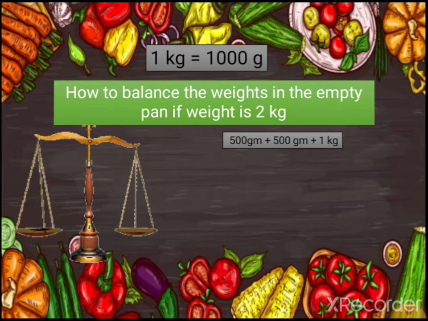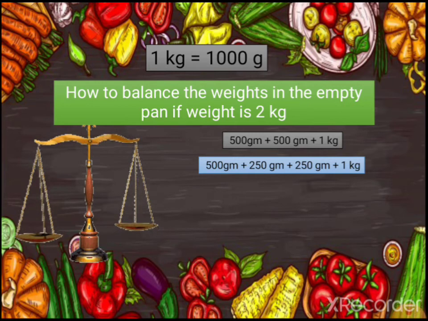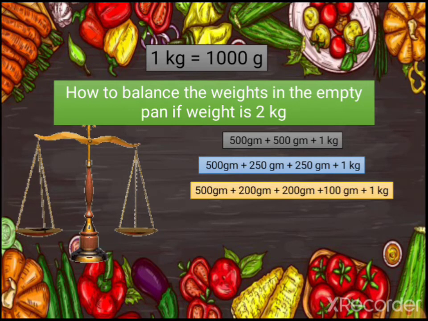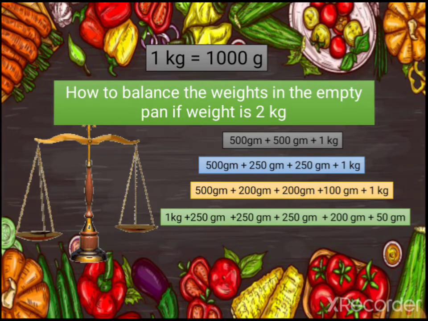500 gram plus 500 gram plus 1 kg. Yes, it is 2 kg. Next idea is 500 gram plus 250 gram plus 250 gram plus 1 kg. Yes, it will be 2 kg. Then 500 gram, again 200 gram, 200 gram plus 100 gram plus 1 kg. It will be 2 kg. Then last is 1 kg plus 250 gram plus 250 gram plus 250 gram plus 200 gram plus 50 gram. It will be 2 kg.